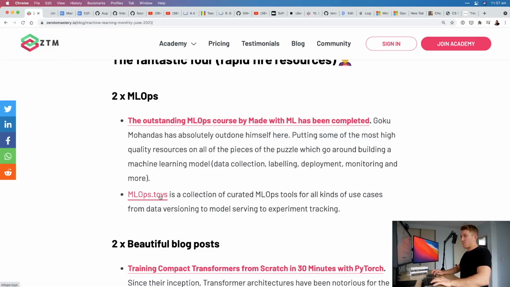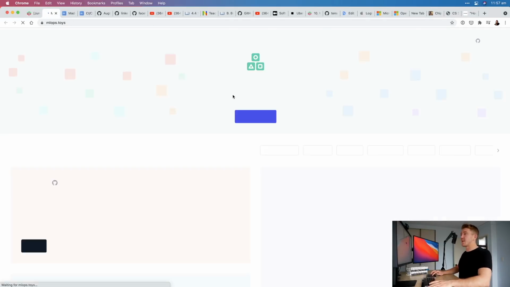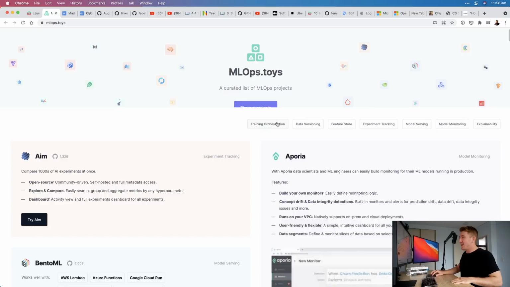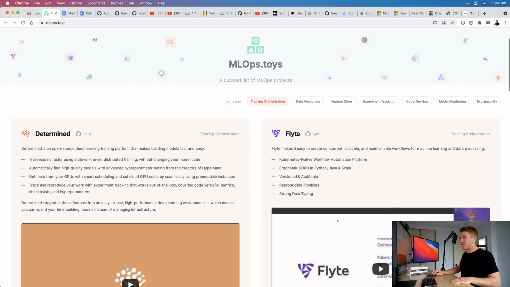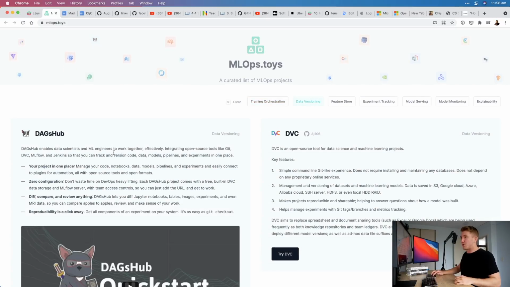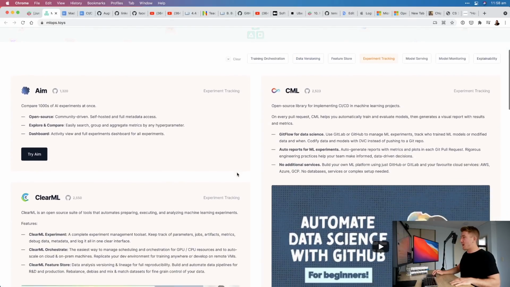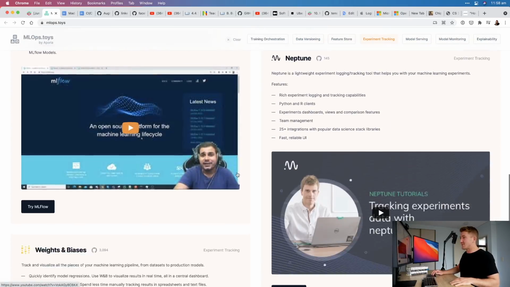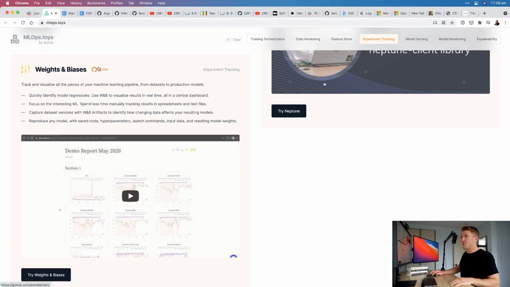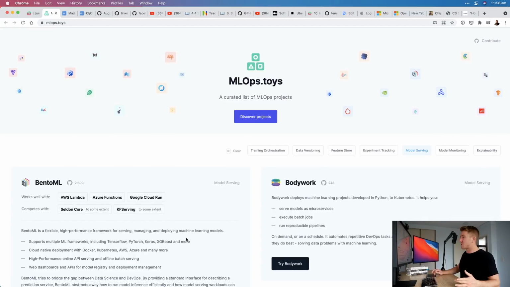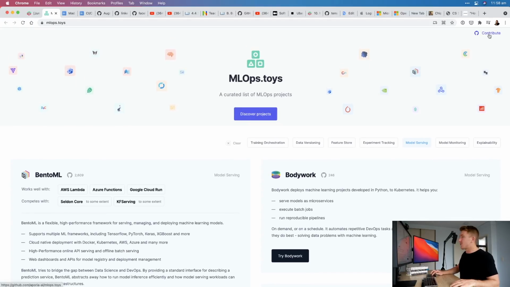Speaking of ML Ops, we have mlops.toys, which is another curated resource. So I like these little URLs that are easy to remember, mlops.toys. If you want training orchestration, you've got tools here. Tools for data versioning. Boom. Have we got experiment tracking, is my favorite, Weights and Biases here. Neptune, Weights and Biases. Boom, there we go, Weights and Biases. All different tools on mlops.toys. If you got something, you can contribute as well.